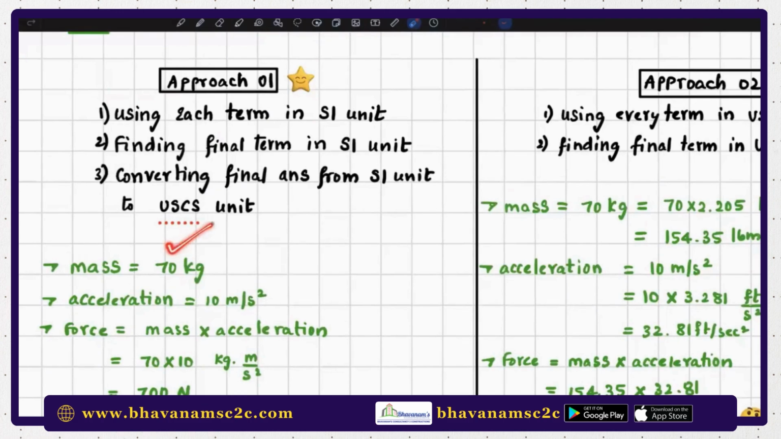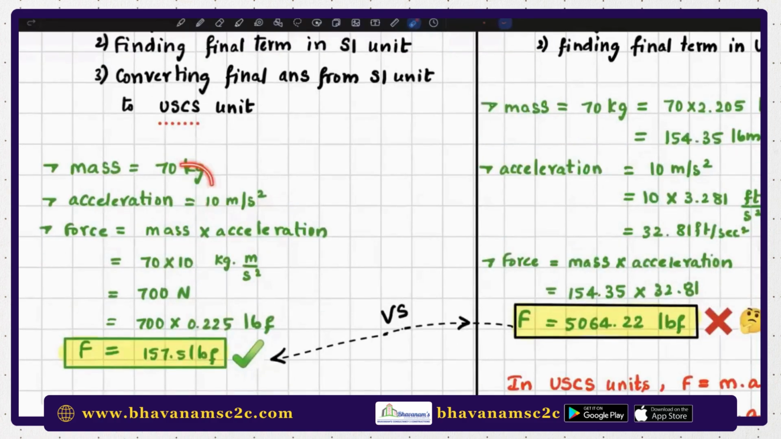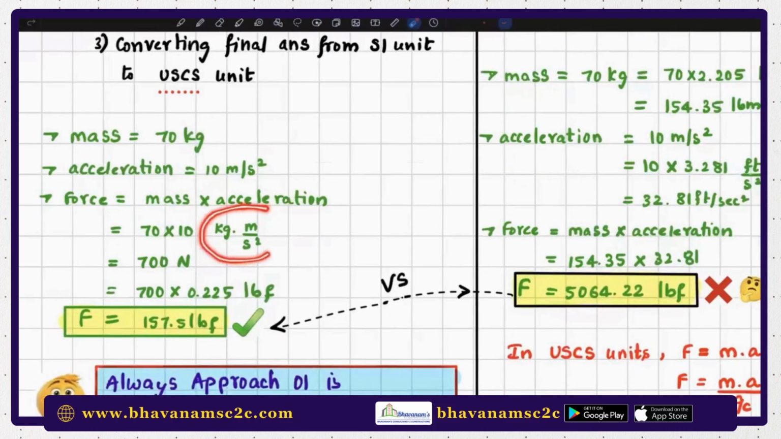The mass is 70 kg. Acceleration is 10 meters per second square. Both are in SI units. And I take the formula again. I substitute each term with the corresponding units. As I always say, don't forget the units. So this is kg here. This is meter per second square here. And I have shown you in the previous example, this term is nothing but 1 Newton. So 70 into 10, 700, it has become newtons.